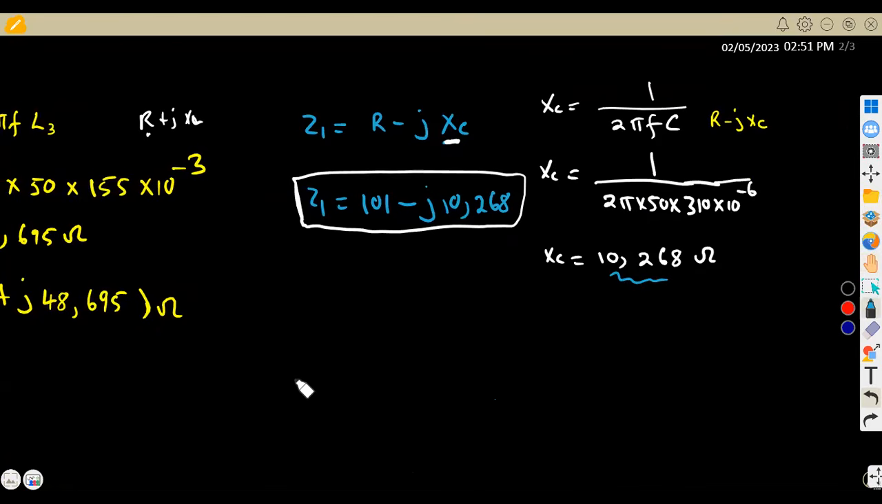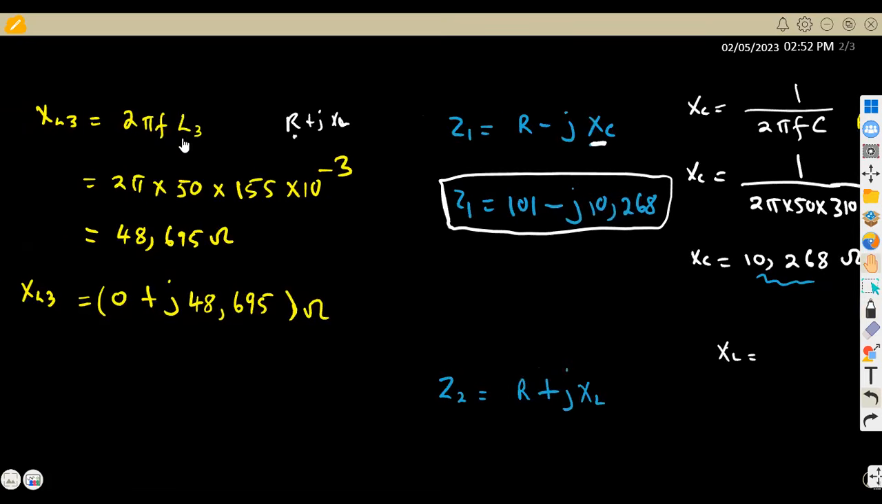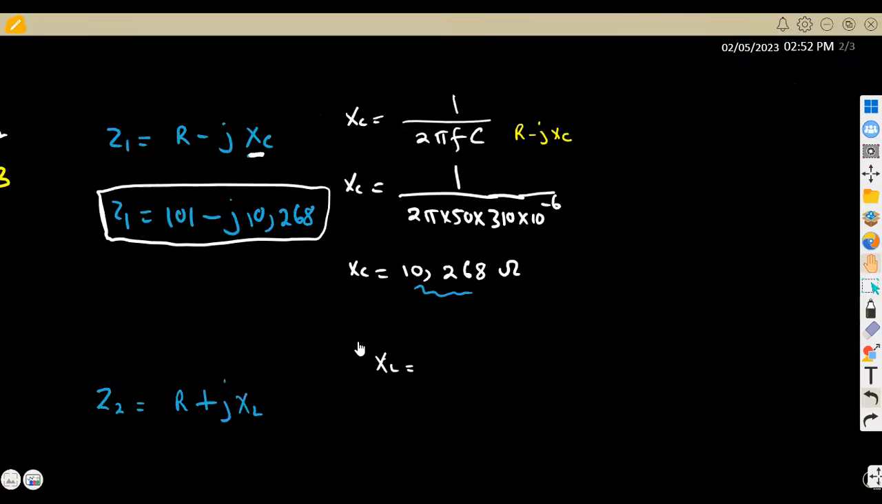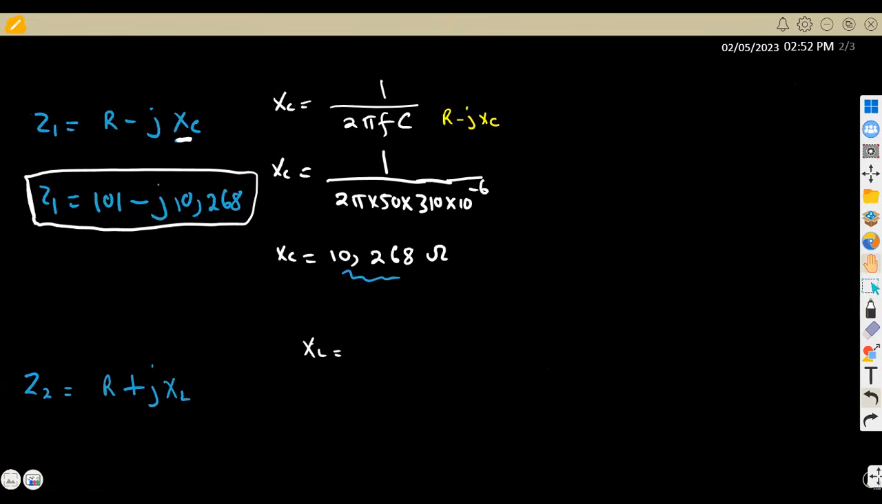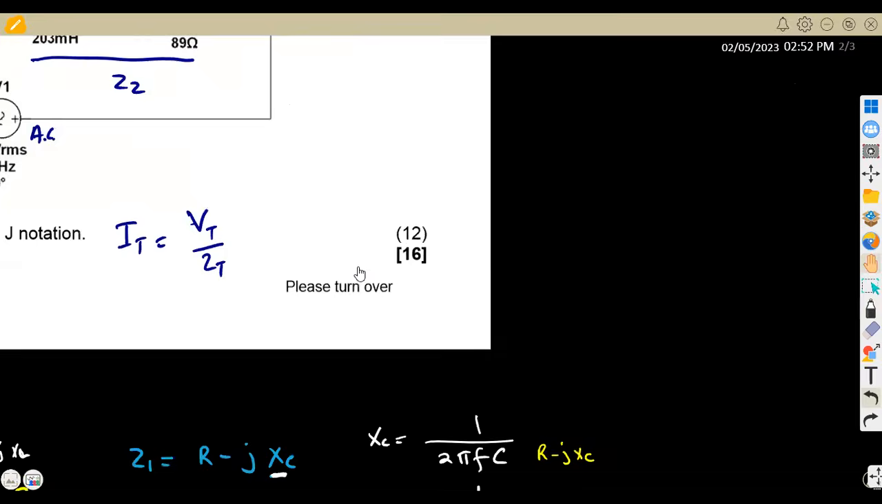So that's our Z2. Z2 is a resistor and an inductor, so it is supposed to be R plus jXL, of which R is given. So we need XL. From the formula that we wrote here, remember XL is 2 pi FL, which is 2 pi times F, the frequency of 50, times L, the inductance that we are given on that combination.